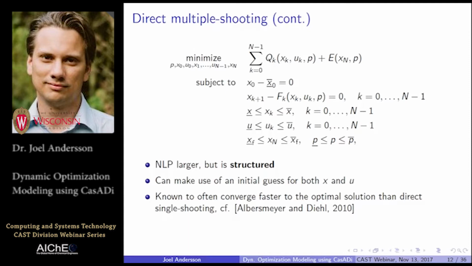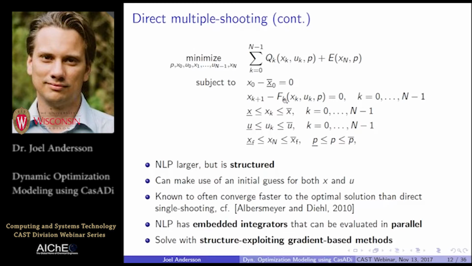And I'm not sure if it's completely understood why. I mean, you can explain it, but in this paper here, the Albersmeyer and Diehl paper, there are some pointers to why this might be the case. But in some sense, it's a less nonlinear program in its higher dimension. All right. So another advantage of this formulation is that now all these integrator calls that are typically very expensive can be evaluated in parallel. So that's another reason to use it.